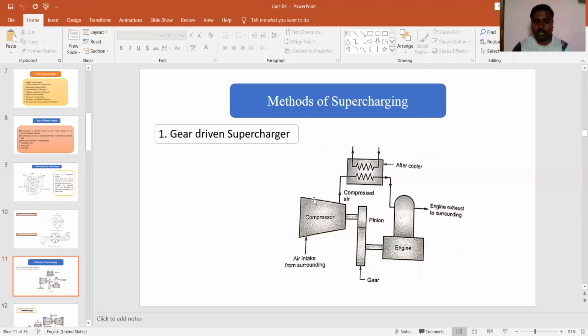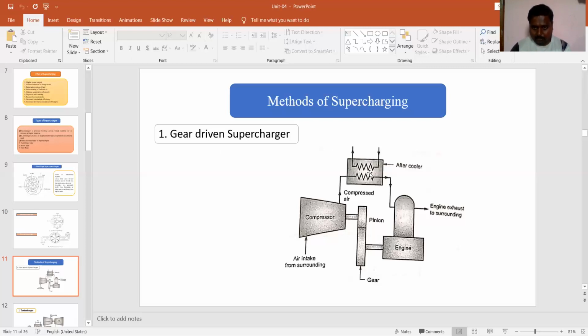But the power required for this compressor or supercharger is supplied by this gear drive. This gear drive transfers the power from the engine output shaft to the compressor. So the compressor runs on the power given by the engine through the gear drive. Therefore this supercharger is known as a gear driven supercharger.